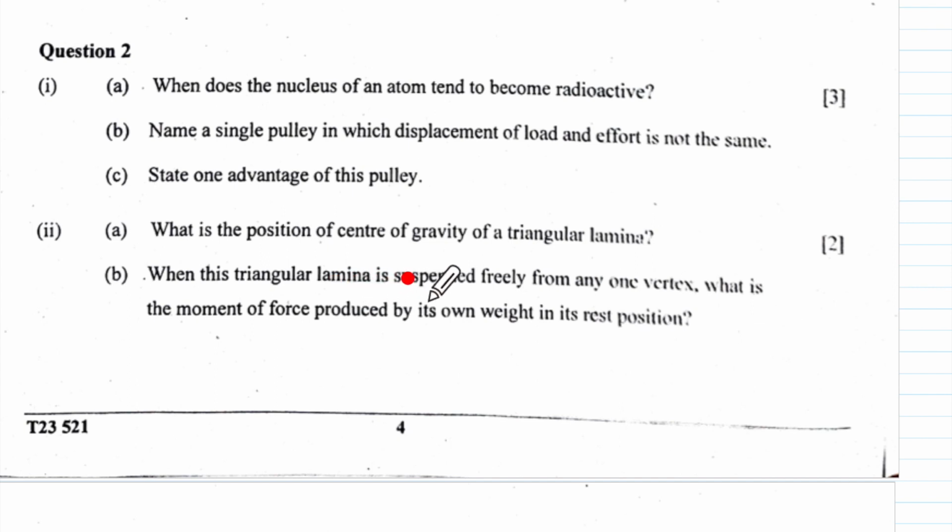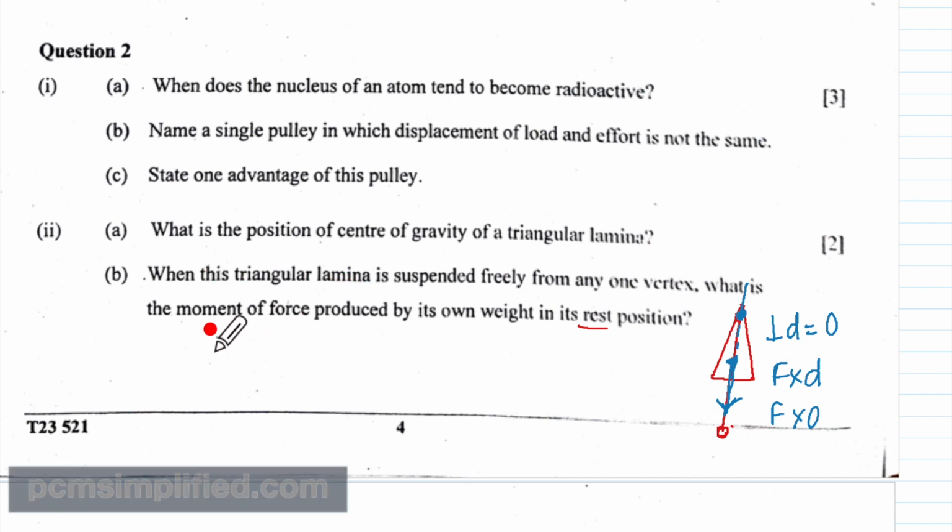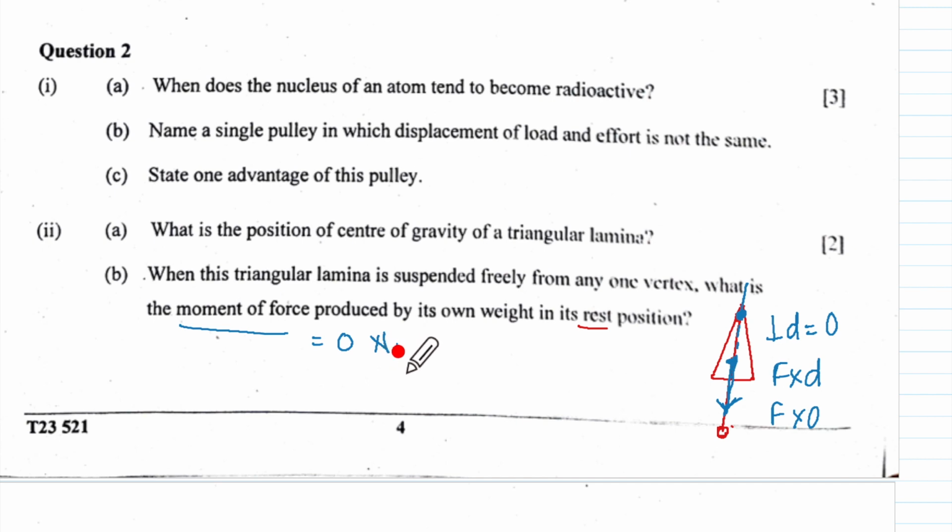When the triangular lamina is suspended freely from any one vertex, what is the moment of force produced by its own weight in its rest position? When we take this triangular lamina and suspend it, the vertically downwards line like this, if you suspend a bob, it will pass through the center of gravity. Because the weight acts vertically downwards from the center of gravity, you see that the pivoted point is over here. So if you look at the line of action of force, it is passing through this, which means the perpendicular distance is equal to 0. So the moment of force, which is F into D, is going to be equal to its weight, that is the force, multiplied by 0. And so the moment of force is going to be equal to 0 Newton meter.